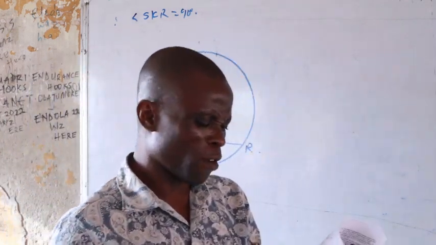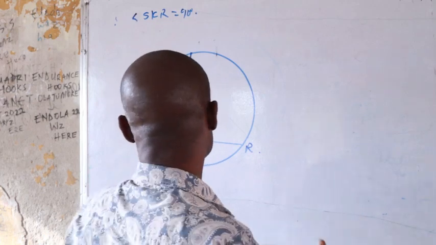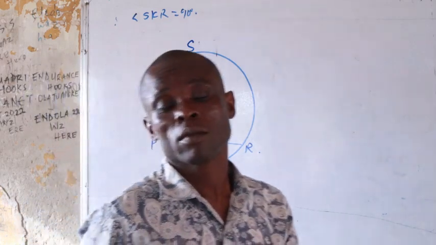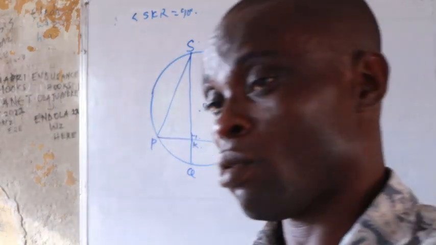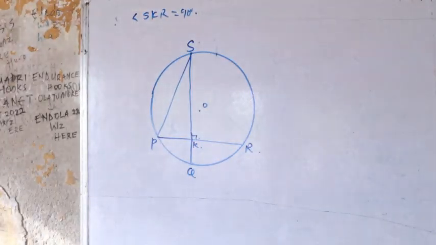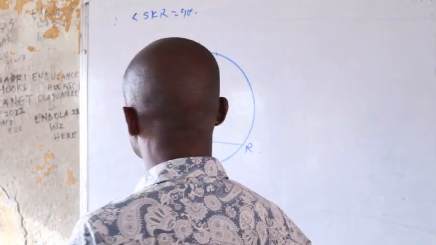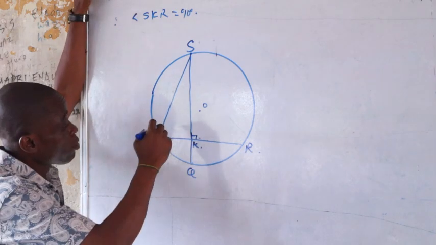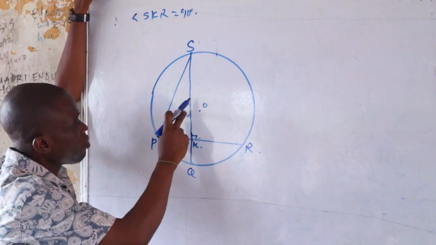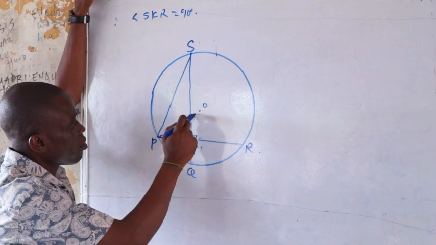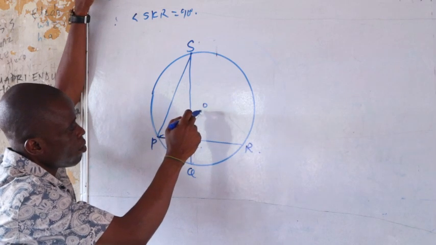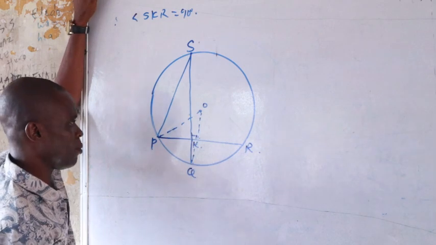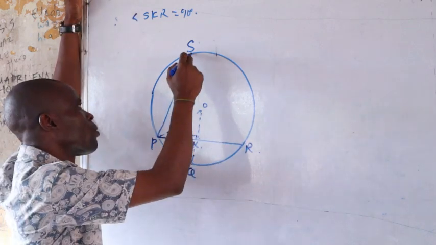We are looking to find the length of arc SR. Okay, this is S, SR. Now, I have to construct here. I have to construct PQ, SR.